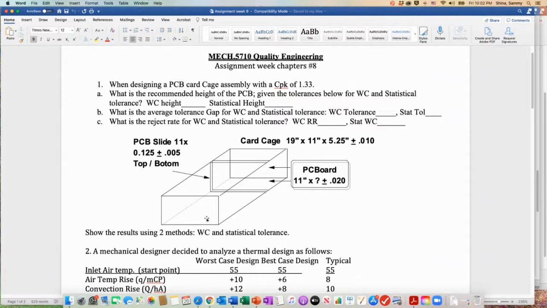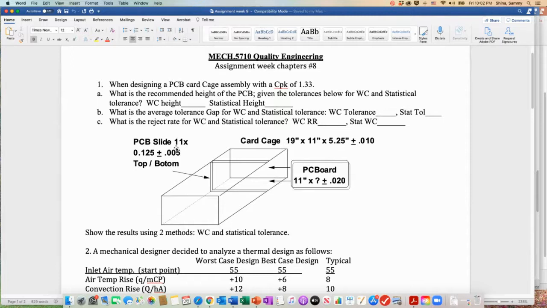So you have the rack, what they call the card cage, and then you have slides where you push the PC boards in, and the PC boards go into the slides. So I made an example or a problem to take a look at a system of three parts. The card cage, which is 19 long, 11 in depth, and 525 in height. And the spec on it is plus or minus 10.